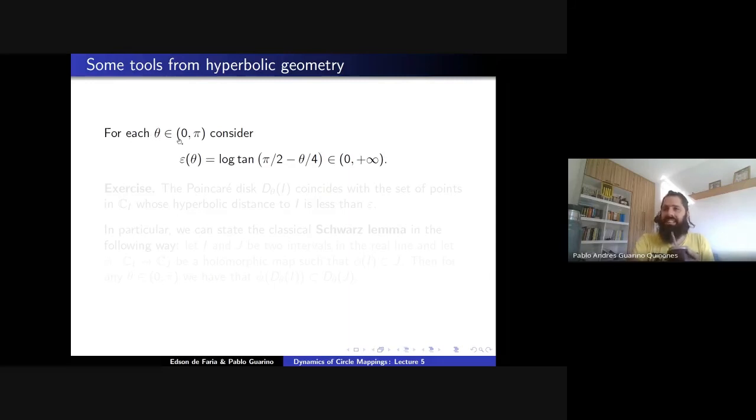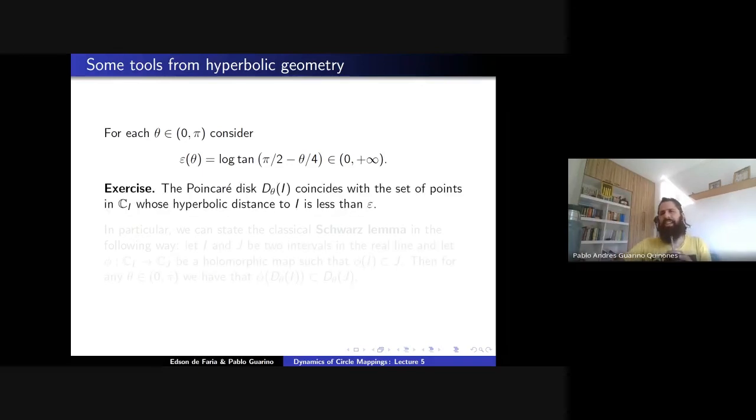So for any angle theta between 0 and pi, you can consider this positive number, which is this formula, the logarithm of the tangent of pi over 2 minus theta over 4. And there is an exercise, which is in our book. I think it is in chapter 13 that we discuss this Poincaré disk.